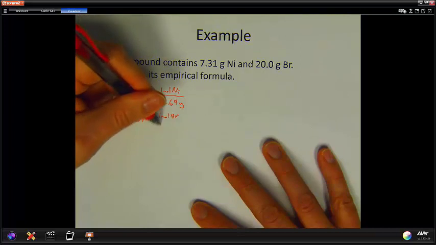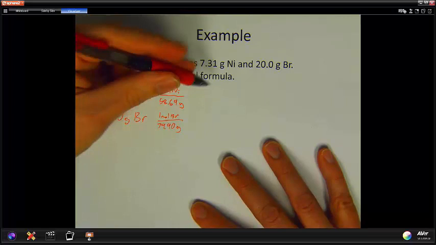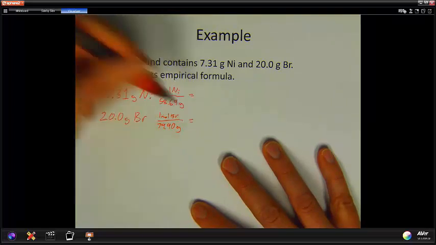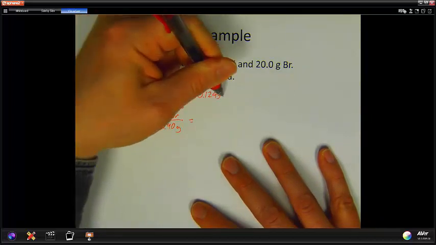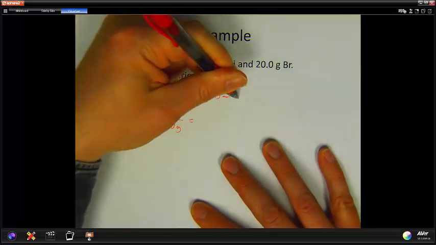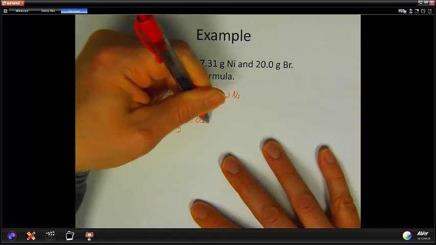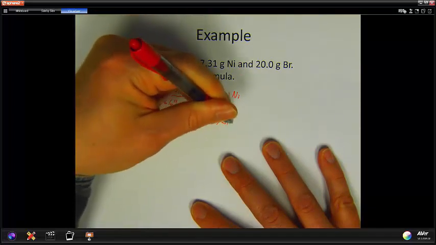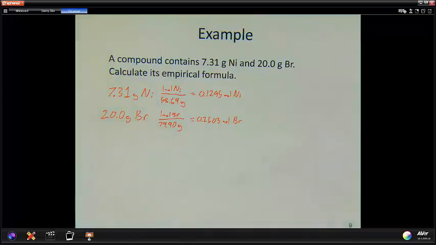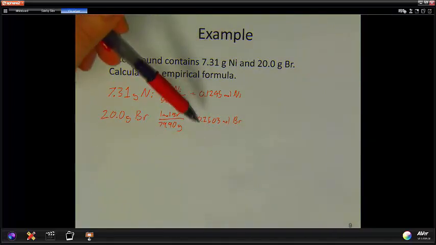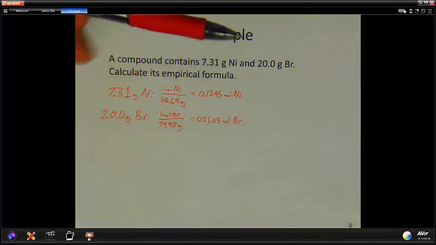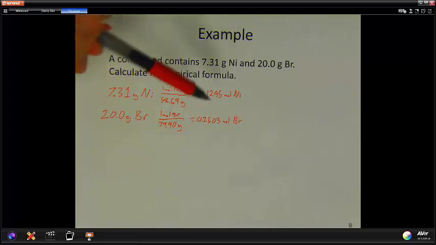Okay, so we do the math for each of these, and we get 0.1245 moles of nickel, and we get 0.2503 moles of bromine. One quick note here, we have 3 significant figures in our measurements. I'm showing 4 at this point. Sometimes the way the math works here, it's better to have more significant figures just to make sure you're getting what you want. So when you do this step, go ahead and take it out one more place.